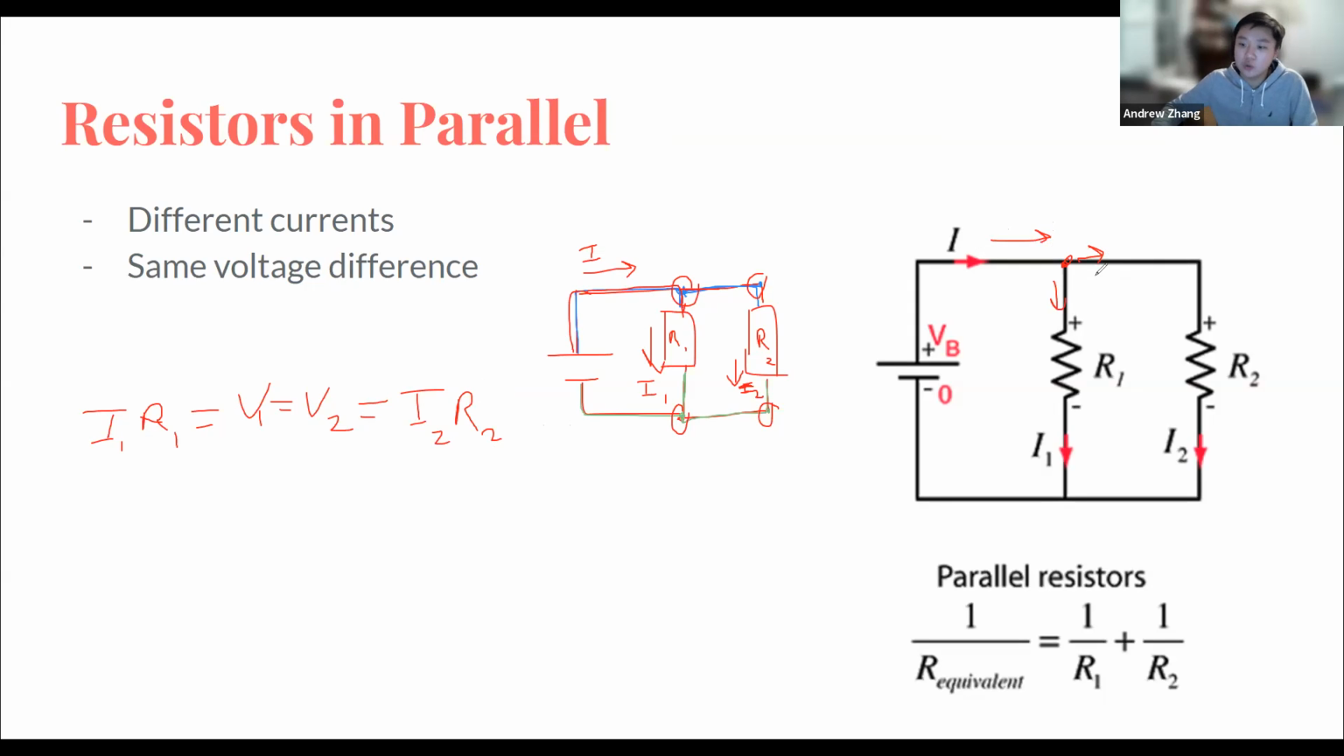So I1 and I2, they're both going out of the junction, and their total currents have to add up to an equal value to this I here. So more succinctly, I can say I is equal to I1 plus I2.